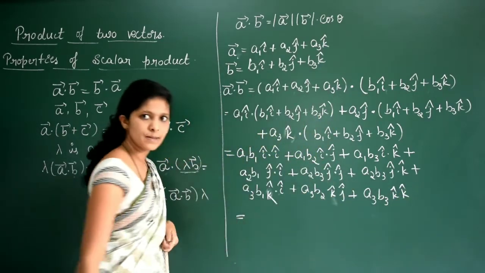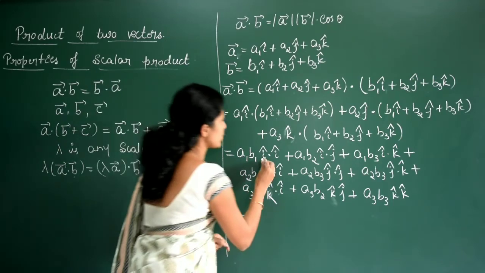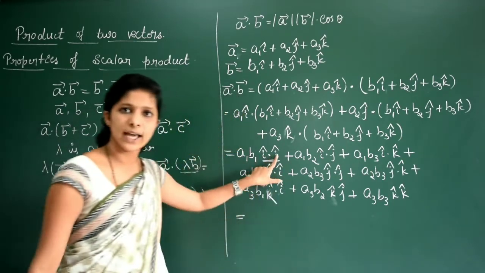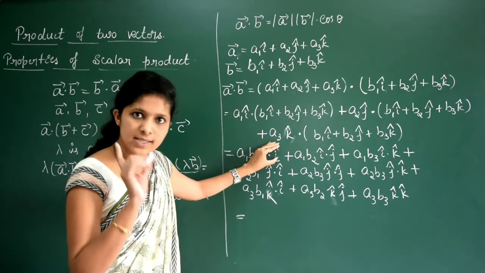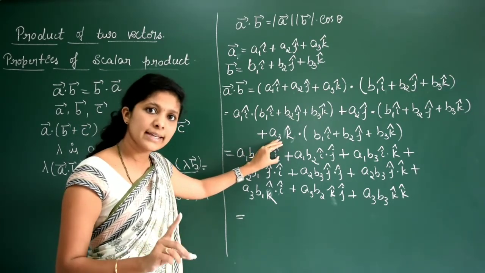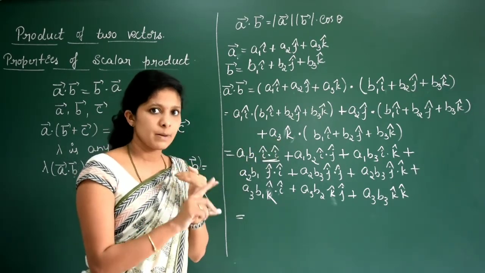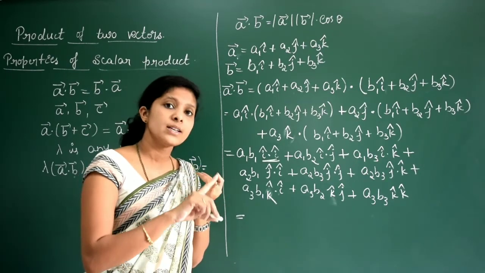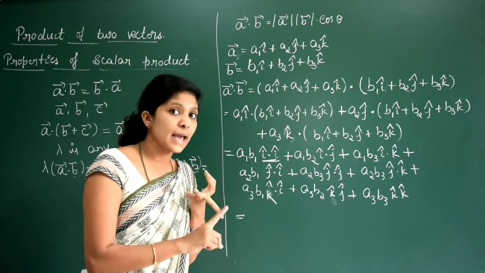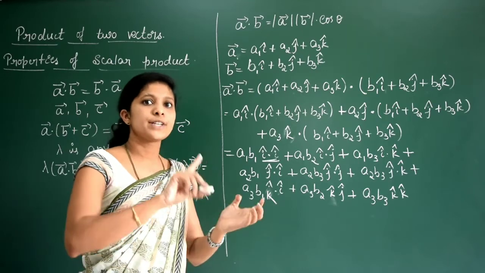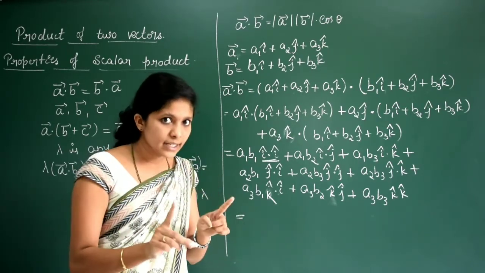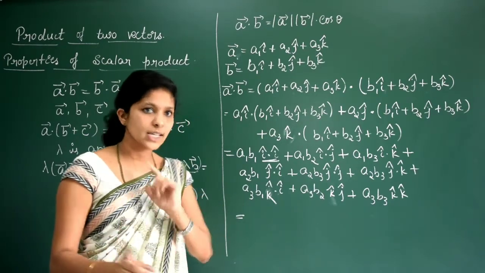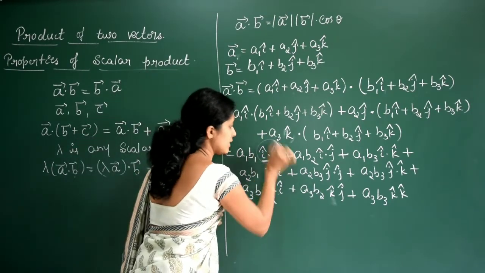Now can you see the answer? What is the dot product of i cap dot i cap? The angle between them will be 0, right? So i cap dot i cap will always be equal to 1. Remember, i cap with i cap, j cap with j cap, or k cap with k cap will be equal to 1. If it is i with j or k, then the angle between them will be 90 degrees, so that will be equal to 0. So here this will be equal to 1.